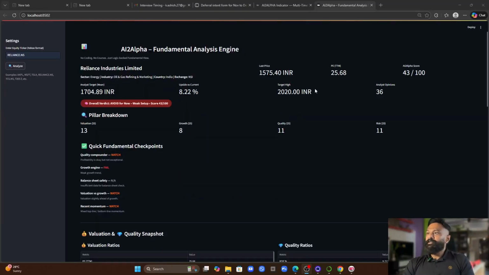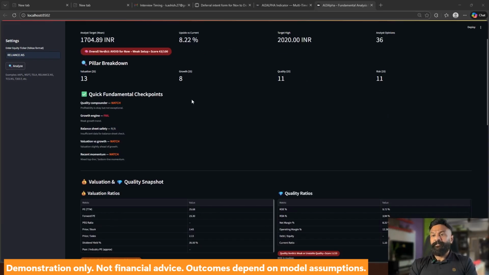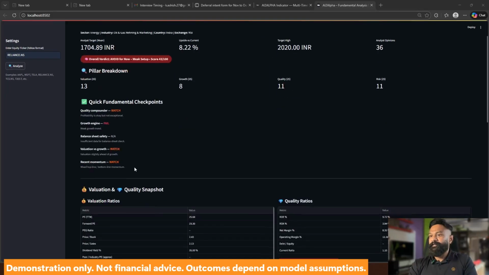Moving on to the next engine, AI2 Alpha, which is our channel name, the fundamental analysis engine. It analyzes a particular stock, and it's not necessarily an Indian company; it can analyze any stock worldwide. How does it analyze? There are certain predefined checkpoints: quality, growth, balance sheet, valuation versus growth, and momentum. You can define these according to the way you want, and once defined, you can analyze any stock with those checkpoints.